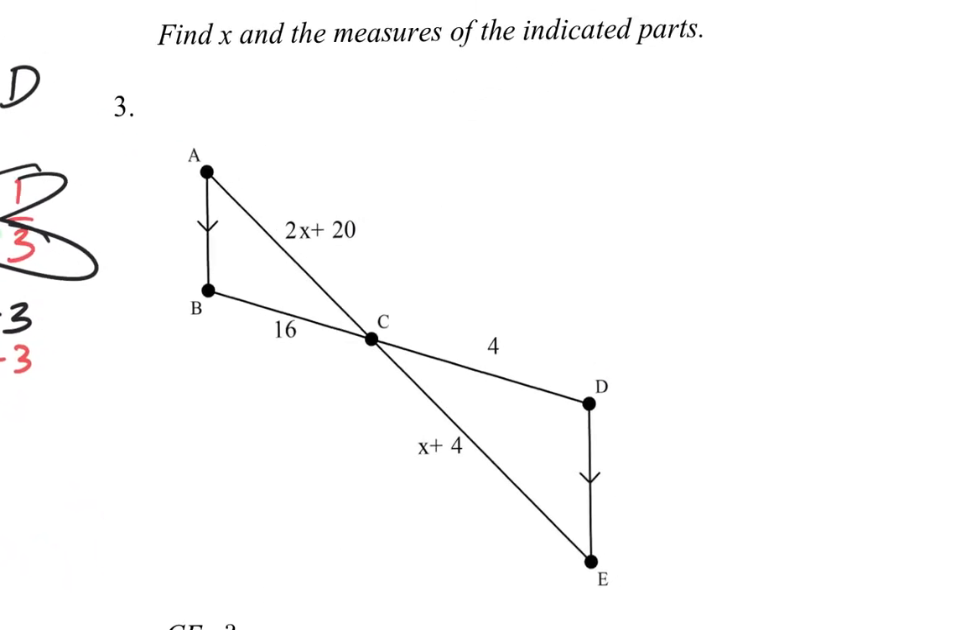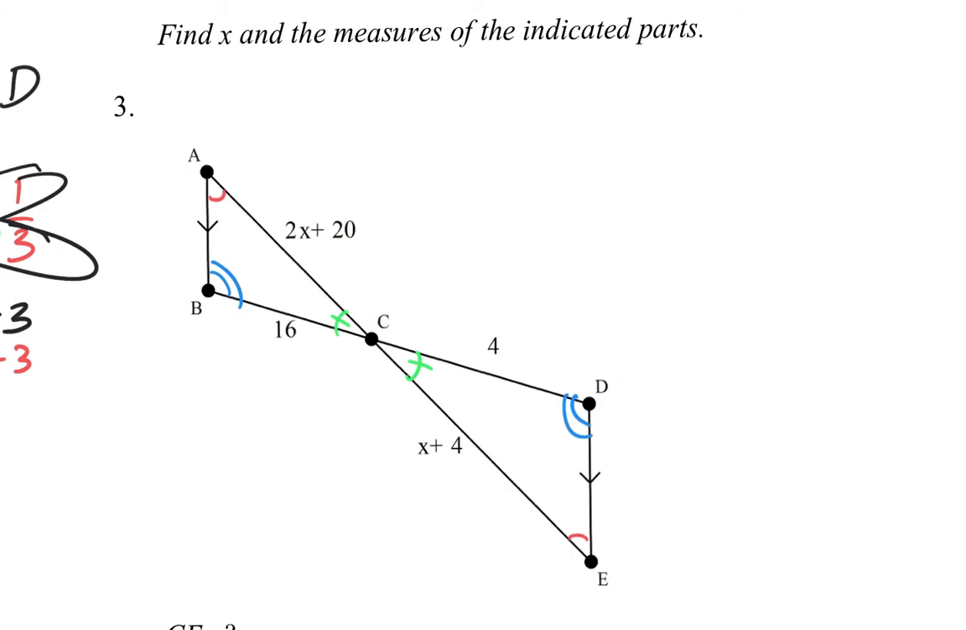So in number 3, they don't really tell us much other than that they give us these 2 little symbols here telling us these things are parallel. And if those are parallel, that means these angles right here are alternate interior, and these angles here are alternate interior. And then, of course, these are vertical.